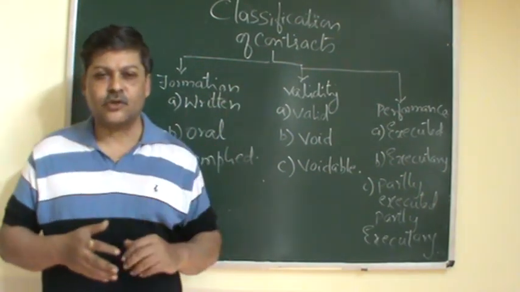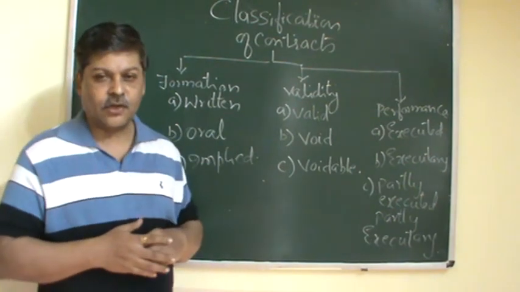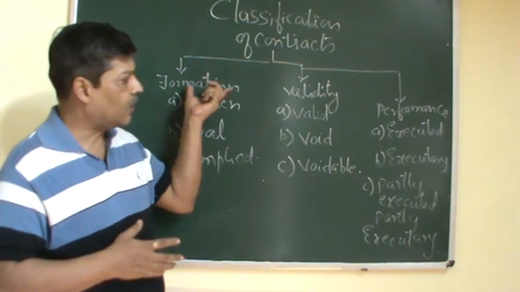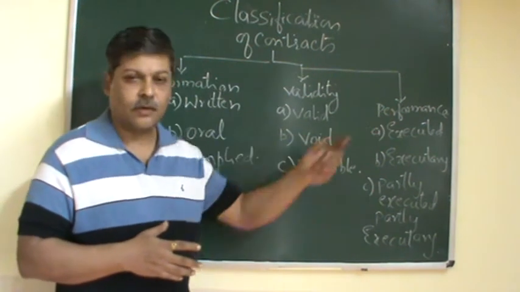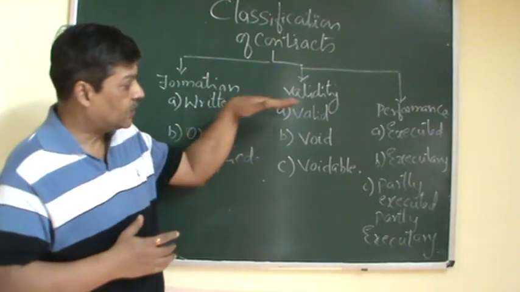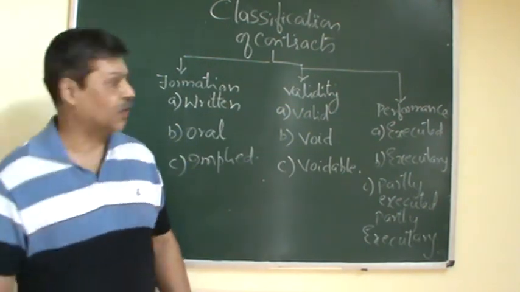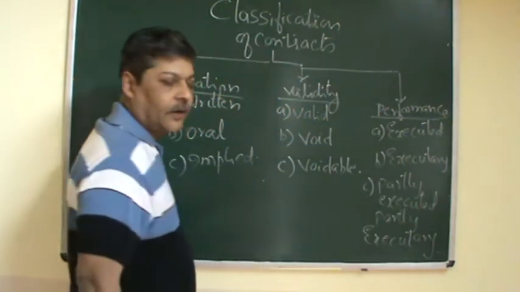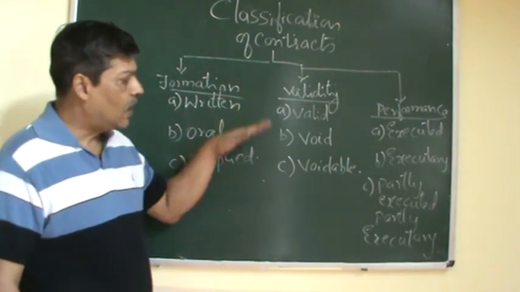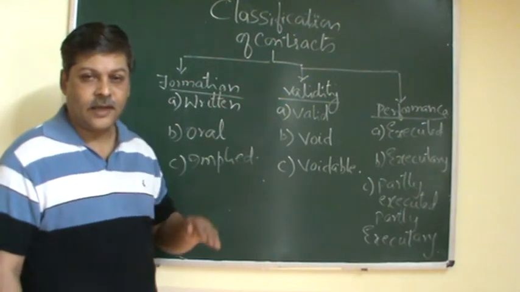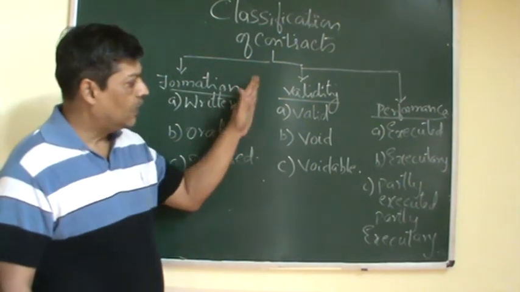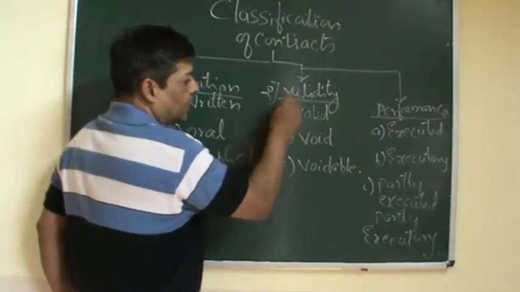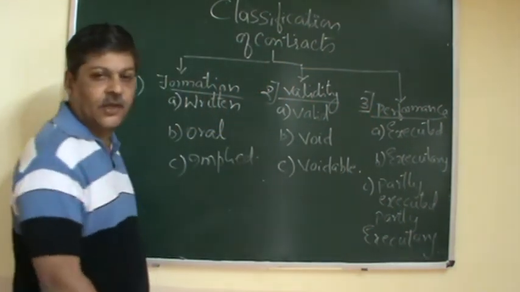Today this is a very small topic. We will be discussing the classification of the contract. Broadly, contracts are classified based on the formation of the contract, the validity of the contract, and the performance of the contract. This is the base for the classification. So what is the criteria taken for the classification? There are 3 criteria taken: the first one is formation, the second one is validity, and the third one is performance. Based on this, the classification is there.